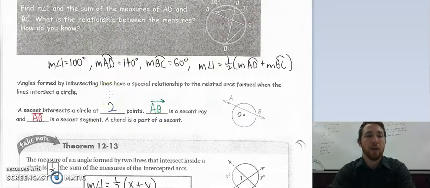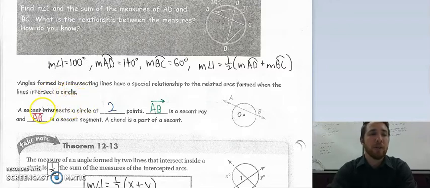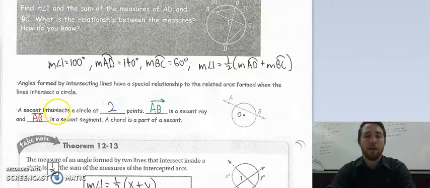So getting to that vocab, angles formed by intersecting lines have a special relationship to the related arcs formed when the lines intersect a circle, and we're going to see those relationships. First thing we're talking about is a secant. Secant we haven't seen yet. We've talked about chords, we've talked about tangents, but a secant intersects the circle at 2 points, kind of like a chord, but again, it's got to go through.